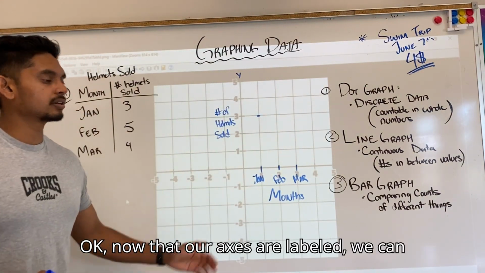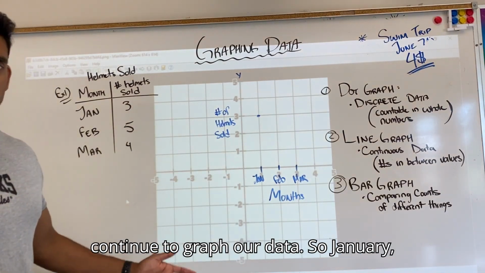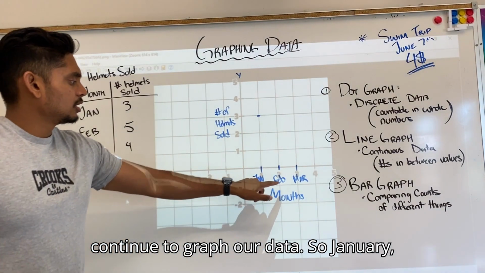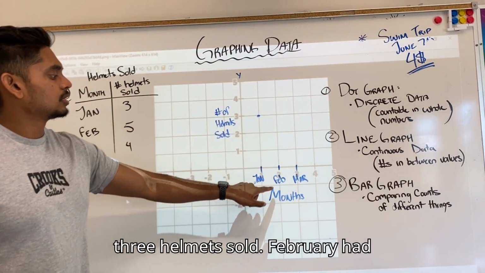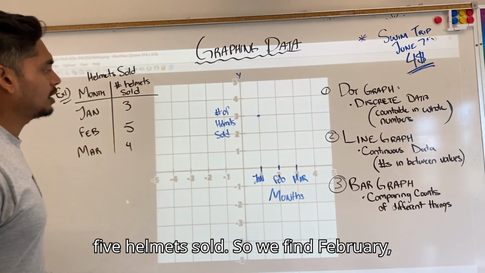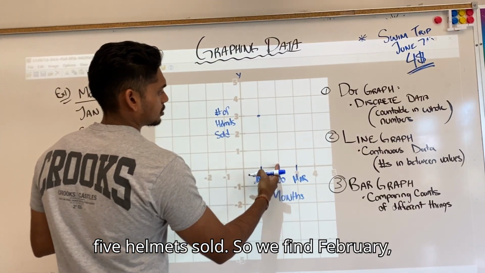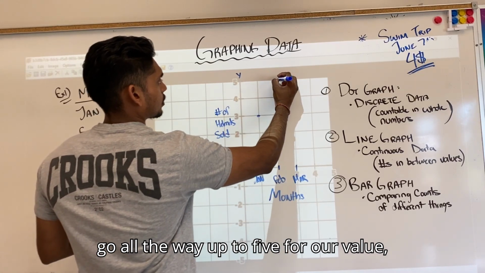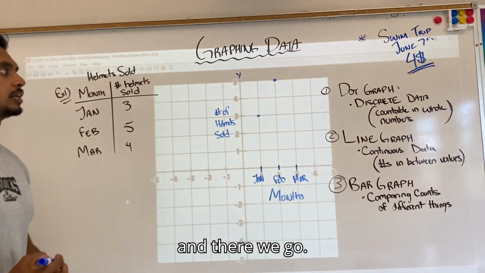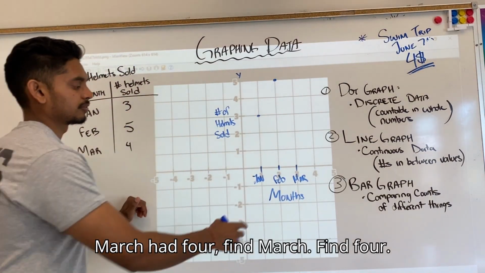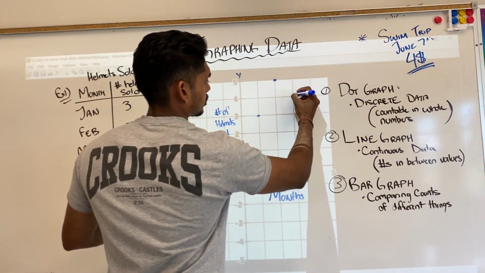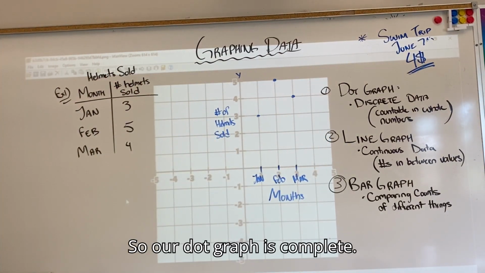Okay, now that our axes are labeled, we can continue to graph our data. So January, 3 helmets sold. February had 5 helmets sold. So we find February, go all the way up to 5 for our value, and there we go. March had 4. Find March, find 4. There we are. So our dot graph is complete.